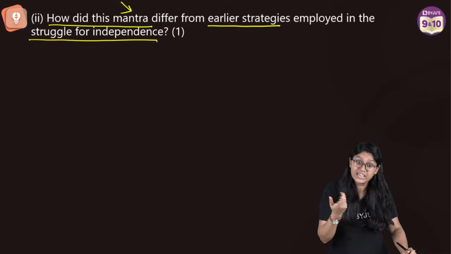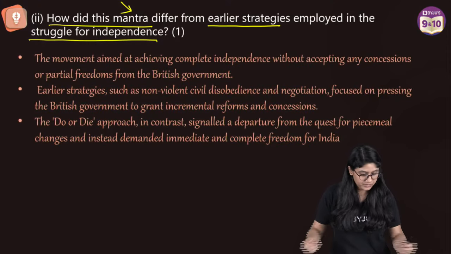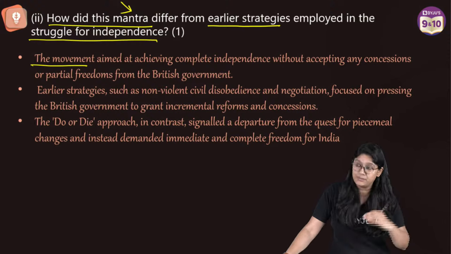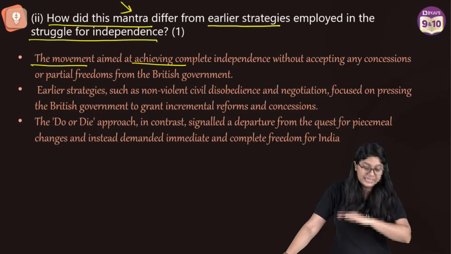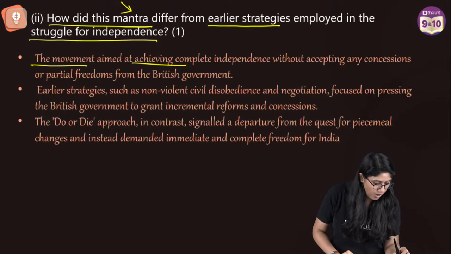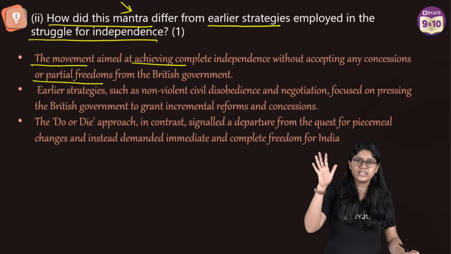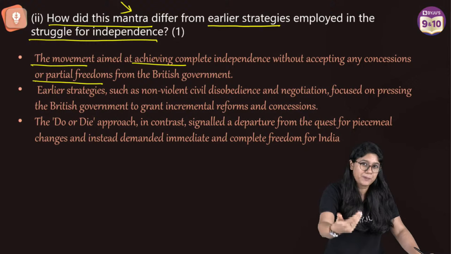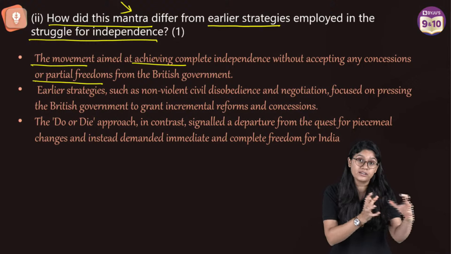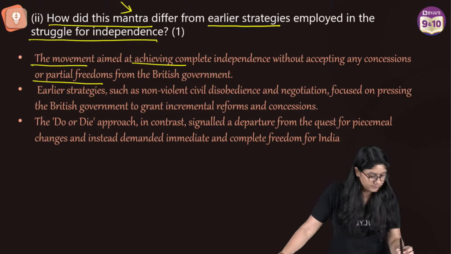Yes? Very good, absolutely correct. So what are the points we can write over here? First, the movement was aimed at achieving complete independence without accepting any concessions or partial freedom from the British government. Basically, initially, Britishers were saying, we'll give you half independence, we will be controlling, you will have your individuals over there. The people were not ready to have that.